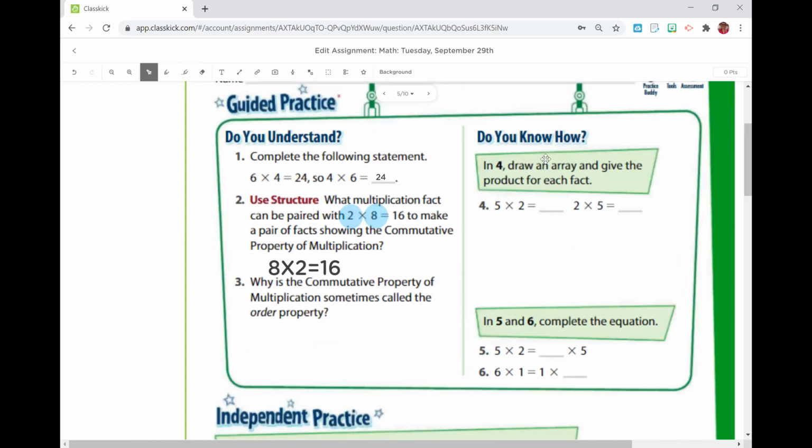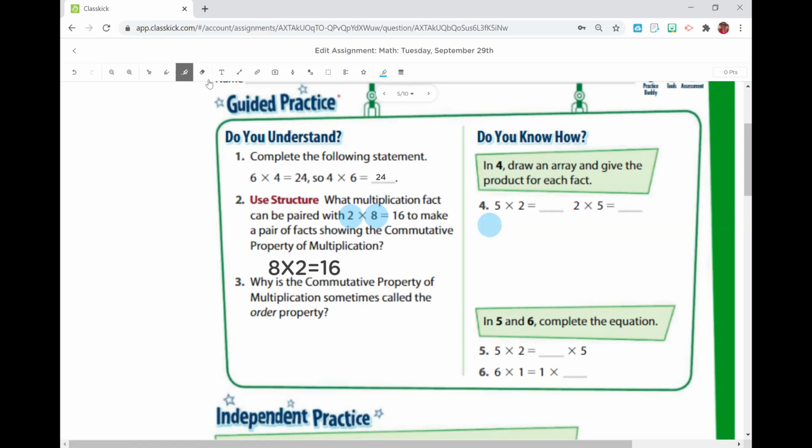Number 4, draw an array and give the product for each fact. Now, I like to make arrays best on Class Kick, so I would suggest if it ever has you make an array to do it on here. If you ever want to do part of your assignment on Class Kick and part in your book, you can do that. Just upload the part that you did in your book. So remember, the first number is how many rows I have. So I have 5 rows. I need to make them a little bit smaller maybe.